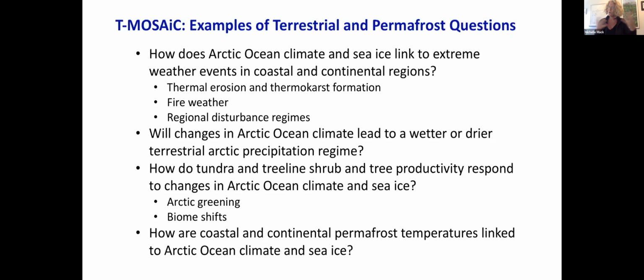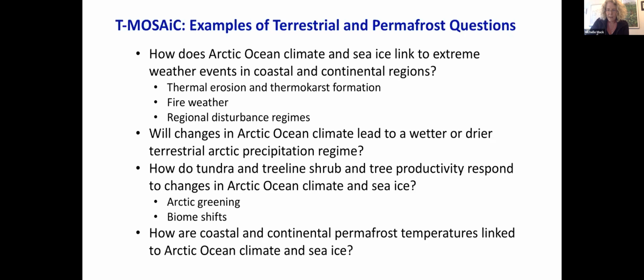We're interested in how changes in Arctic Ocean climate are leading to changes in precipitation in terrestrial regions. Certainly the question of whether the terrestrial Arctic will be wetter or drier, that's a tipping point for understanding many different things about terrestrial feedbacks to climate. We're interested in tundra and tree line shrub productivity, even productivity extending into the boreal forest, trends of greening and browning, and shifts in the major structural aspects of biomes that we know are occurring in response to changing climate and changing climate teleconnections. And then finally, we've discussed permafrost temperature dynamics and how these are linked across these gradients from the Arctic Ocean into the continental land masses.